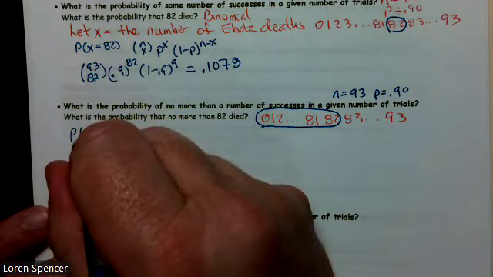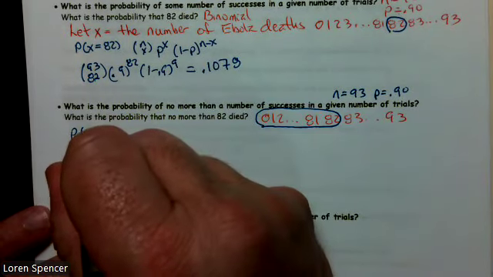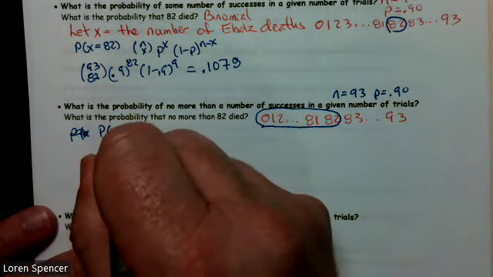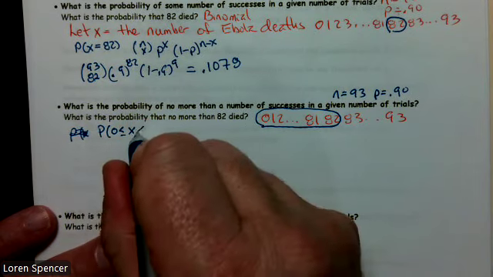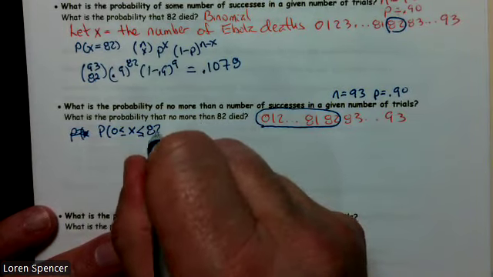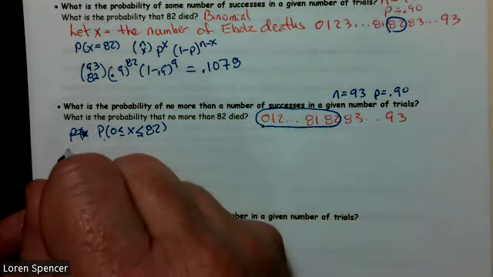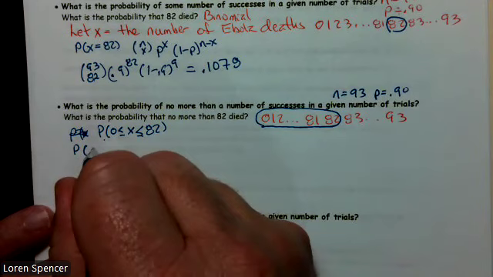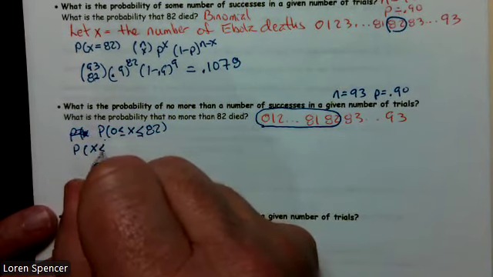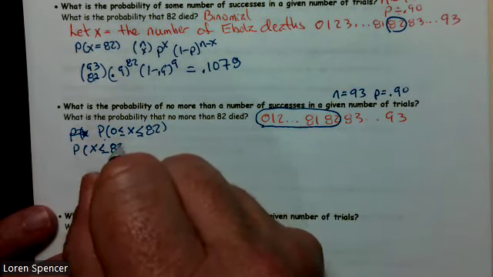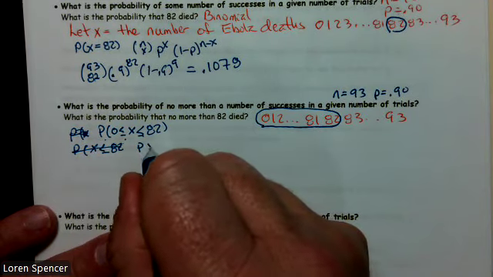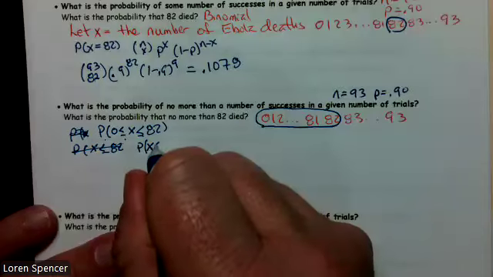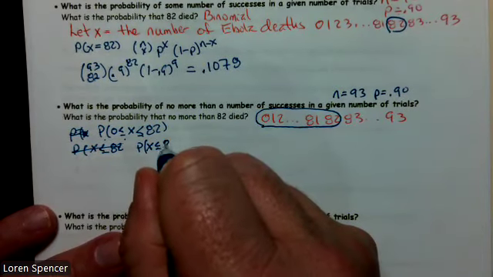that X. Now I could write it this way. I could write the probability that 0 is less than or equal to X is less than or equal to 82. But generally speaking, if 0 is involved, we just do probability that X is less than or equal to 82. Probability that X is less than or equal to 82.